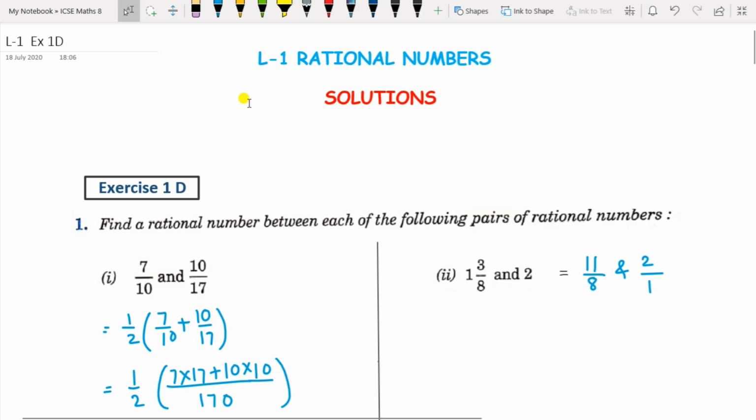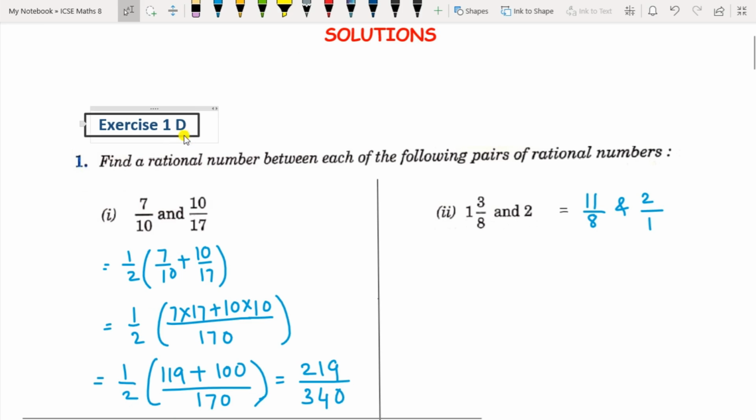Today we are going to see solutions for exercise 1D of lesson 1. The introduction video for this lesson I have suggested in the link above. Go through it. In the earlier videos we have seen exercise 1A, 1B, 1C. So today we are going to see 1D.